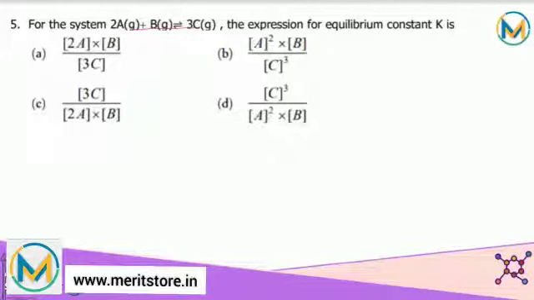Looking towards the last question, for the system 2A plus B gives you C, the expression for equilibrium constant K is given as. So equilibrium constant K is the ratio of concentration of product upon concentration of reactant. So it is concentration of C raised to the stoichiometric coefficient, that is 3, the whole upon concentration of A raised to 2, that is square, and concentration of B. So the correct answer for this question is option D, that is C cube upon A square into B. Option D.